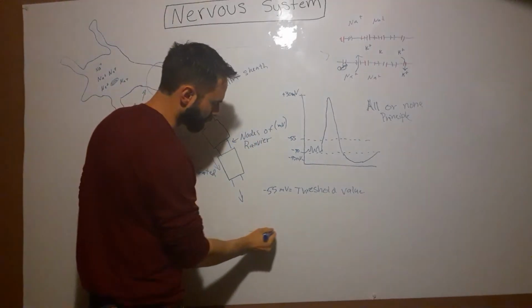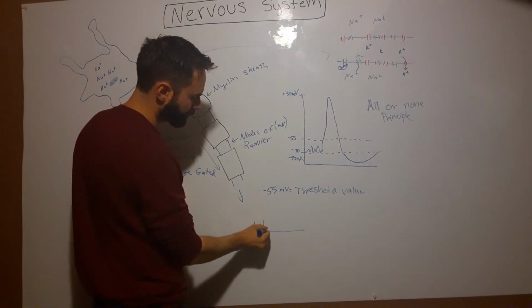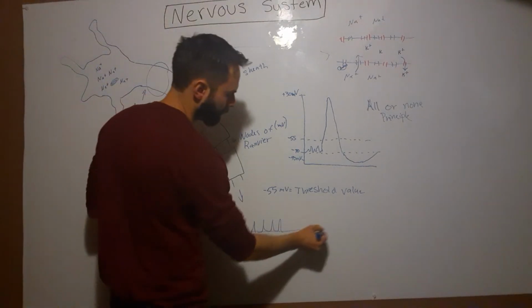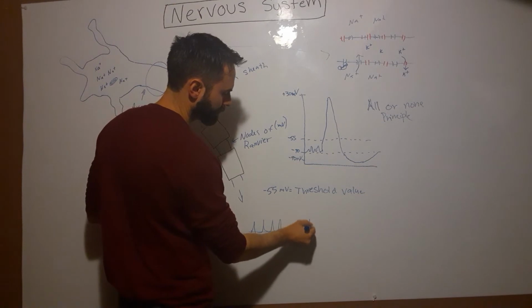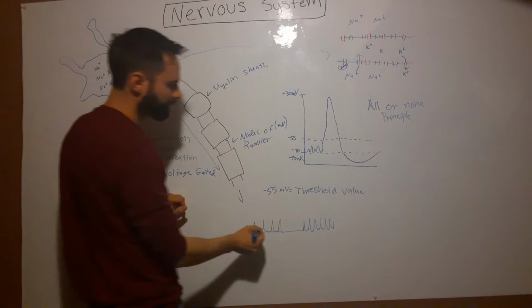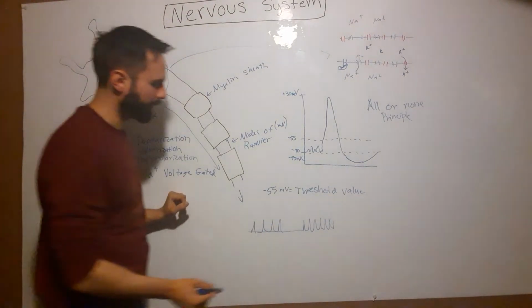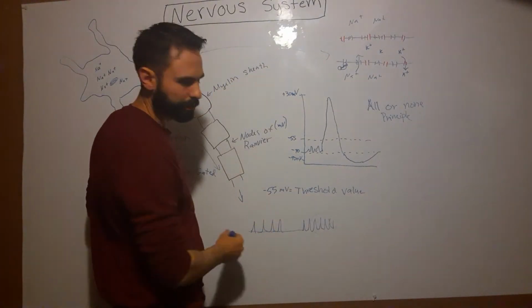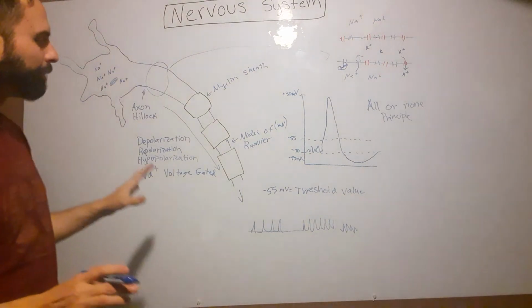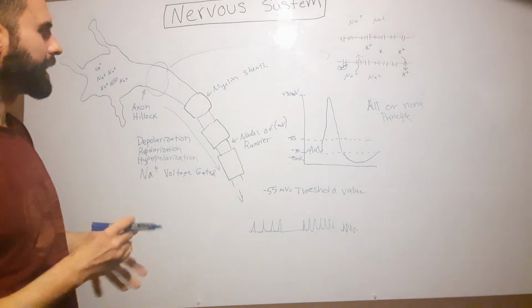So if you have firing like this, it's firing, and then all of a sudden it goes like this, the amplitude is the same, but the frequency is a lot higher. So if this were related to pain, this would hurt a lot more than this. Or if it was really fast. Now there's a point where they can't interconnect.